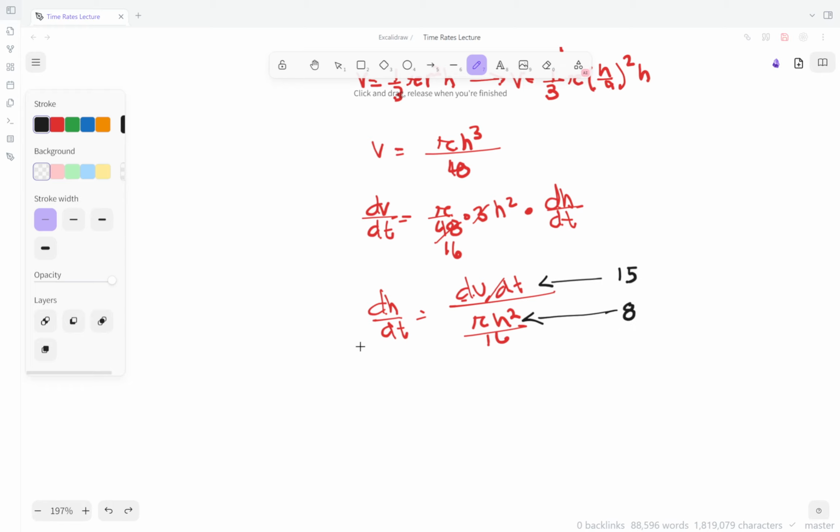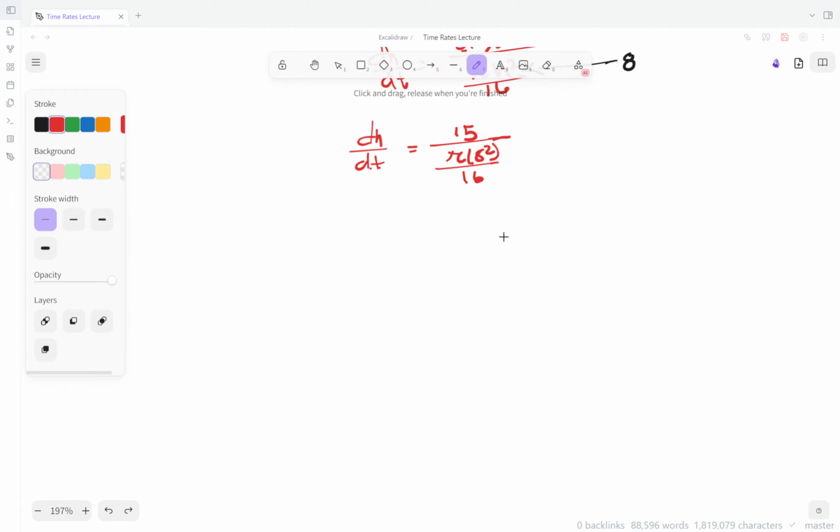So in particular, we have these values covered already because we already have the needed things in there. So we find dh/dt is equal to 15 over pi times 8 squared over 16. When you plug this into your calculator, you should get the following value: dh/dt equals 1.194 feet per minute. That's the rate of your height after the height reaches 8 feet. Okay, so that's our answer right there.